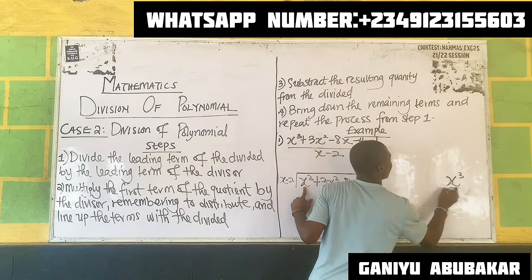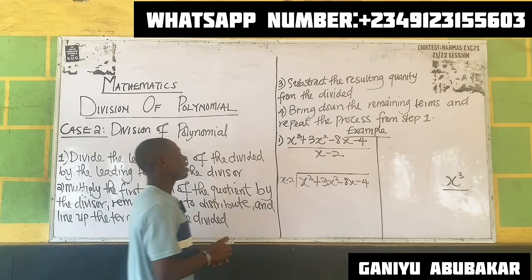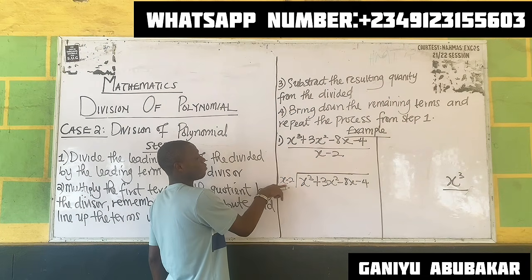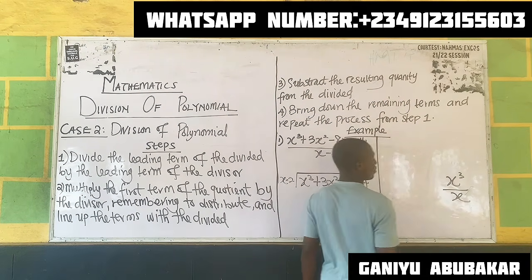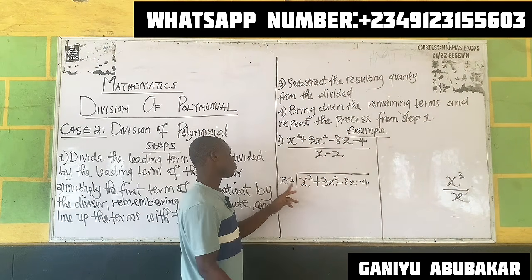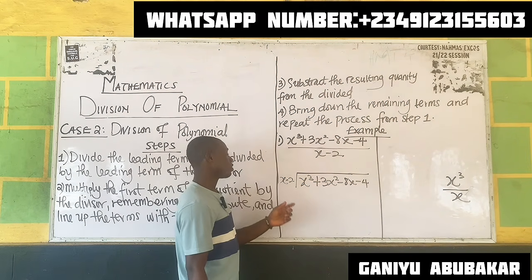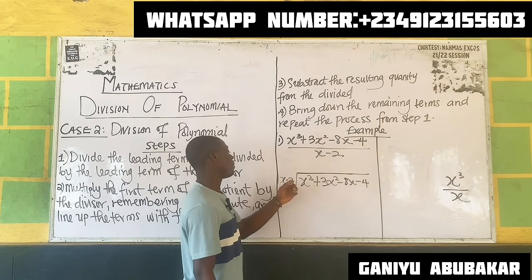x cubed by what? By the leading term of what? The divisor. The divisor is x minus 2, so this x is the first term, the leading term of the divisor. So divide it by x. We said divide the leading term of the dividend by the leading term of the divisor.